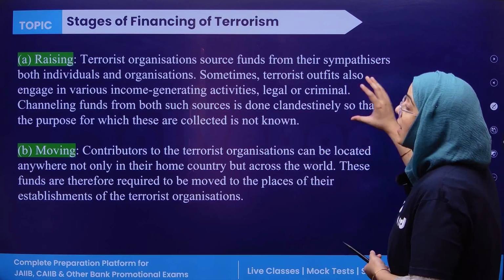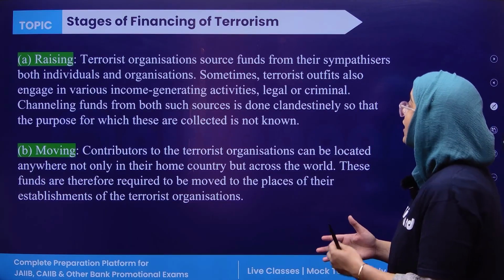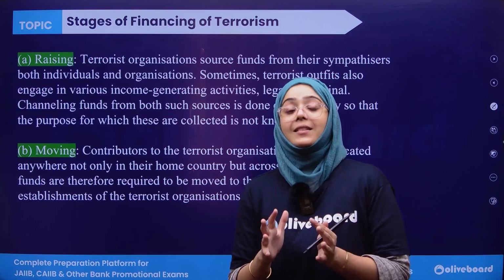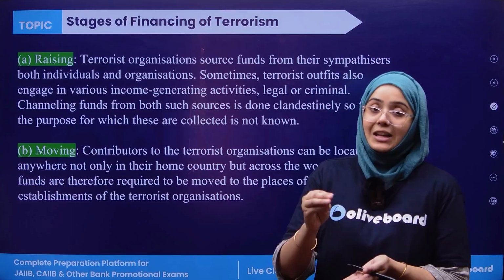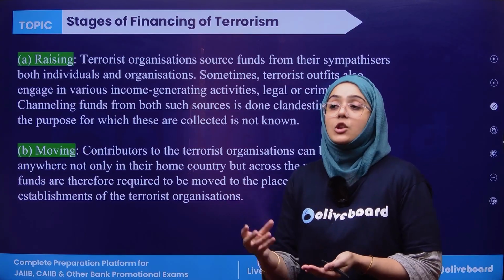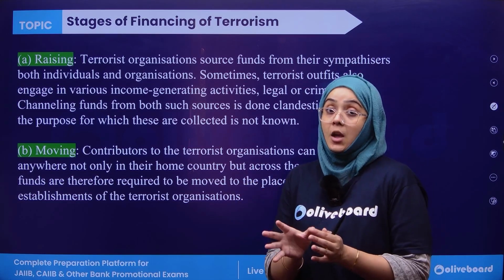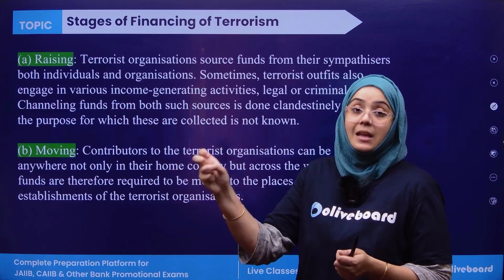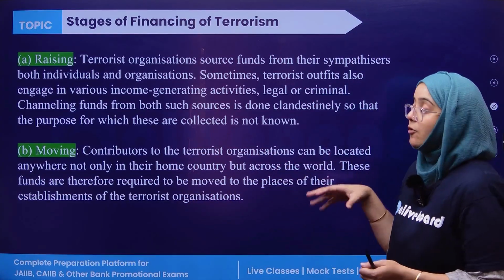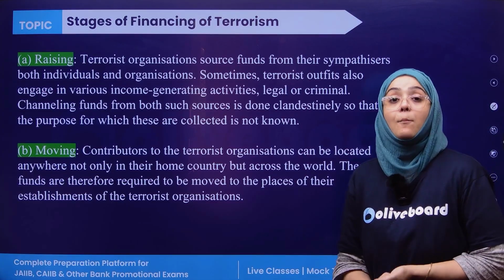First of all, raising. The terrorist organization sources funds from sympathizers, both individuals and organizations. The first thing is to raise the fund. So these terrorist organizations target sympathizers, meaning individuals or organizations who are ready to fund them. Okay, so first the fund is raised, and income is generated from illegal activities.